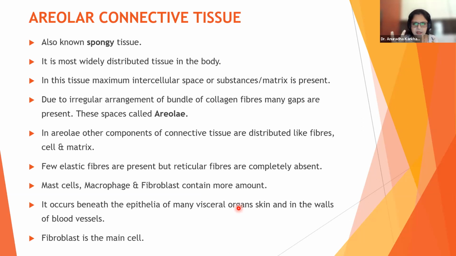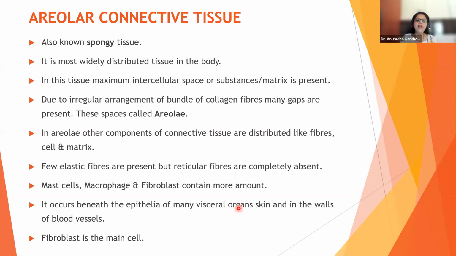Let us see the areolar tissue, also known as spongy tissue. It is the most widely distributed tissue in the body. In this tissue, maximum intercellular space or substance or matrix is present. So between two cells there is a lot of matrix present. Due to irregular arrangement of the bundle of collagen fibers, many gaps are present. These gaps or spaces are called areolae.